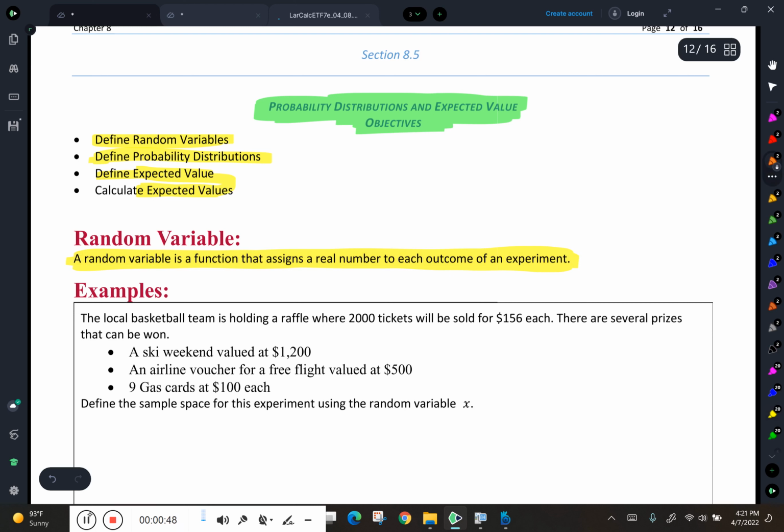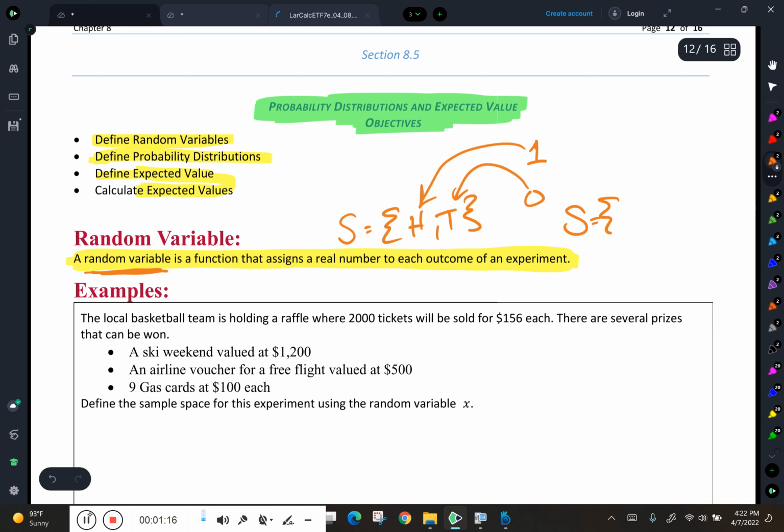So up till now, we've had experiments, and our experiments could have sample spaces, and sample spaces could be things like heads or tails if we had an experiment where we were flipping a coin. What we're going to do in this section is assign values by using a random variable to those outcomes. So we're going to assign numerical values. So maybe I'll say a head is a 1 and a tail is a 0. Then my sample space is no longer heads and tails. My sample space is zeros and ones. And then when I flip the coin, I don't see heads and tails. I see zeros and ones.